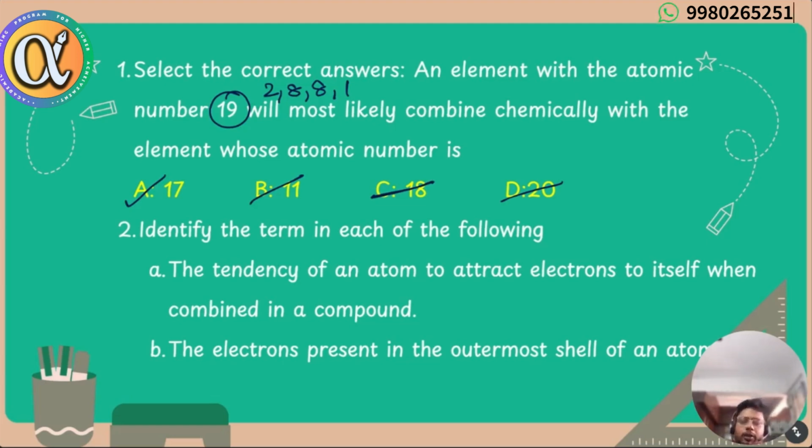Identify the term in each of the following. The tendency of an atom to attract electrons to itself when combined in a compound: electronegativity. The electrons present in the outermost shell of an atom: valence electrons.